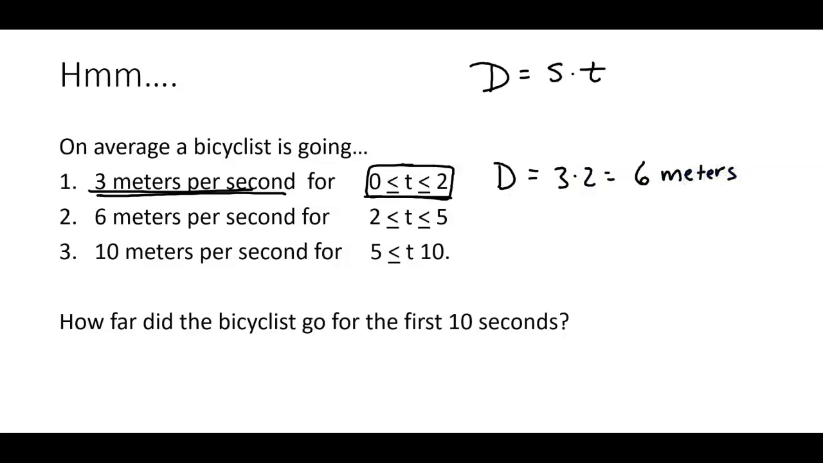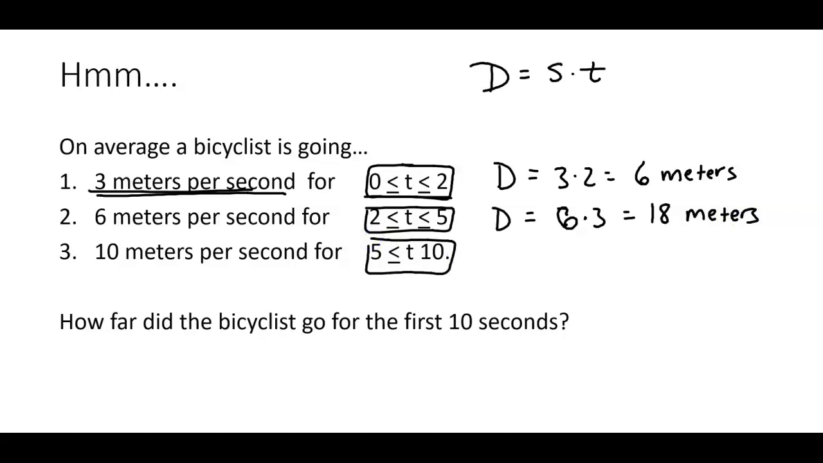Okay. Now, on the next interval, he's going faster, 6 meters per second, and he's doing that for the next 3 seconds, from 2 to 5. So his distance on that interval would be 6 times 3, which is 18 meters. And then finally, for the last 5 seconds, he's going 10 meters per second, so his distance would be 10 meters per second for 5 seconds, makes a total of 50 meters.